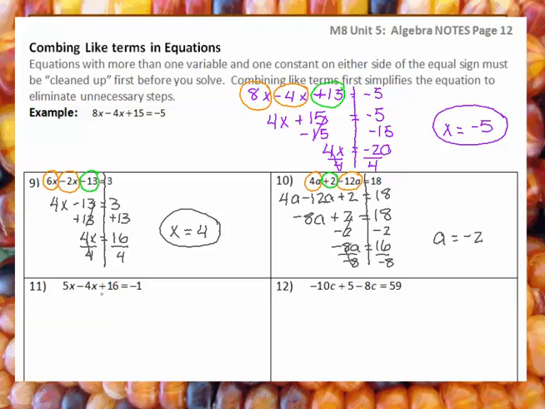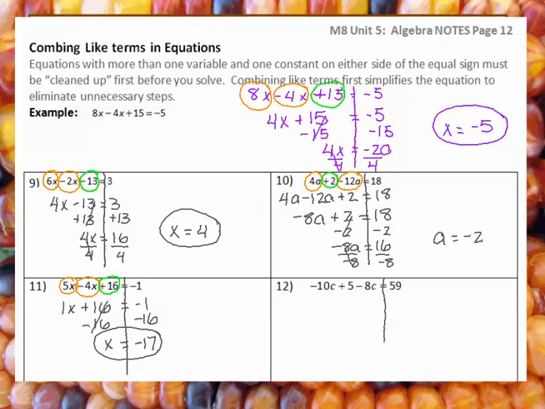Alright, let's look at 11 and 12. So remember, I draw my line down the middle. Do I have distributive property? No, but I do have combining like terms here. I have x's, and then I have my constant. 5x minus 4x gives me 1x plus 16 equals negative 1. Going to subtract 16 from both sides to solve my problem. I have 1x, but really that's just x. X is equal to negative 17 for this problem.